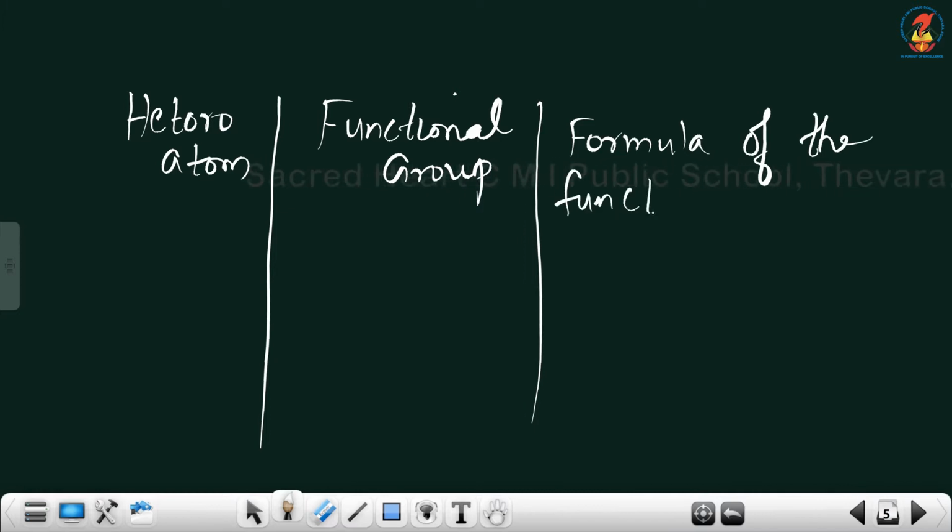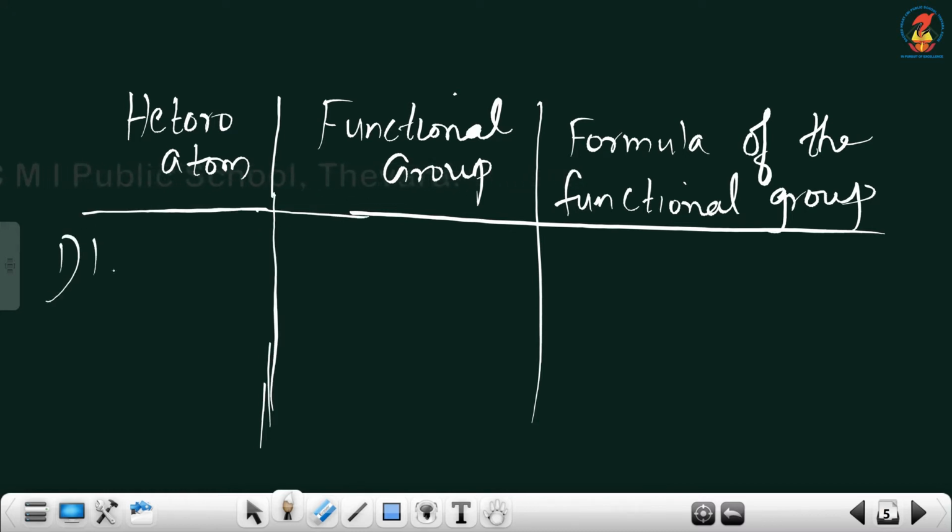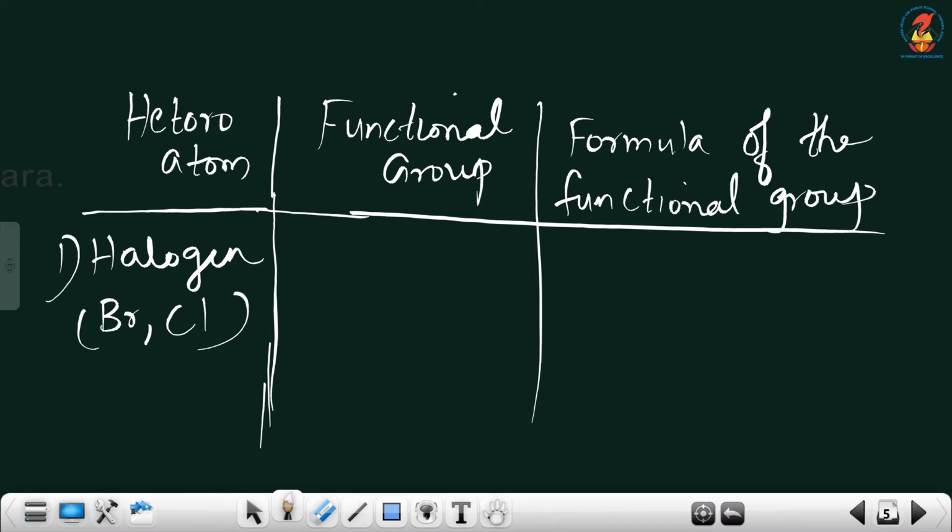Formula of the functional group. It's very important. So, heteroatom, halogen: chlorine and bromine we will take. Then the functional group is chloro or bromo. We call it either a chloro or bromo compound.